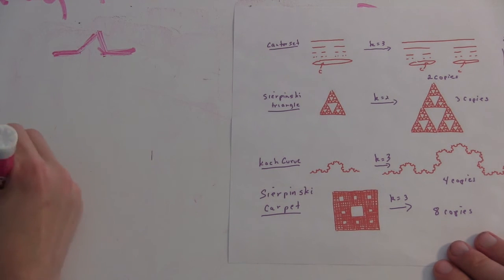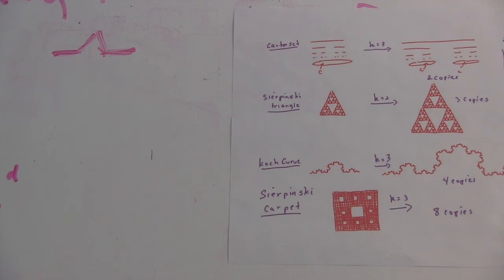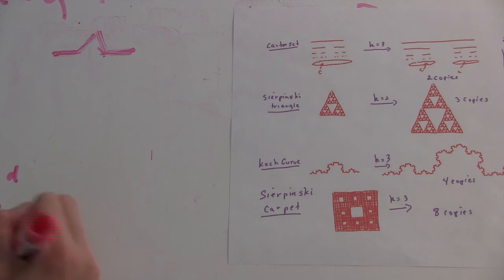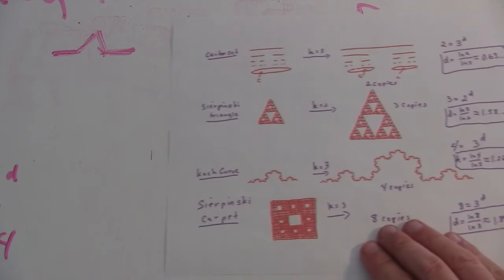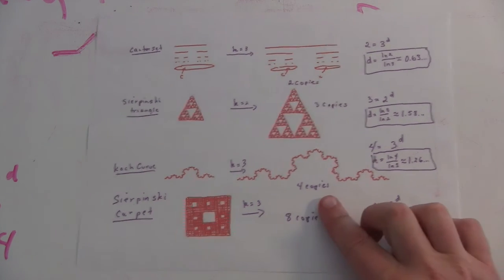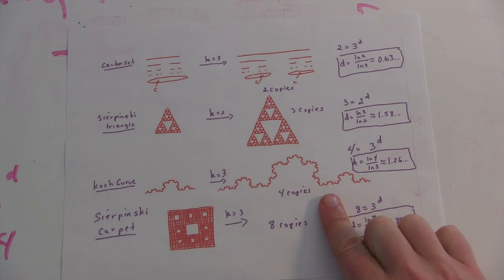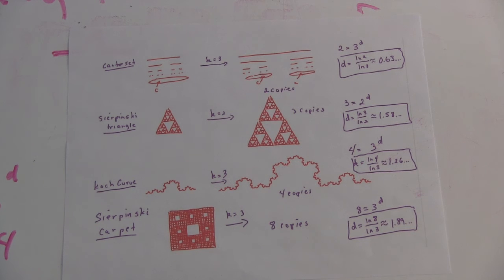4 equals 3 to the d. So this would be log base 3 of 4, which would be your dimension. He says it's about 1.26. But let's just say that that's 1.26 dimensions. So what do you think that means? That this is 1.26 dimensional?